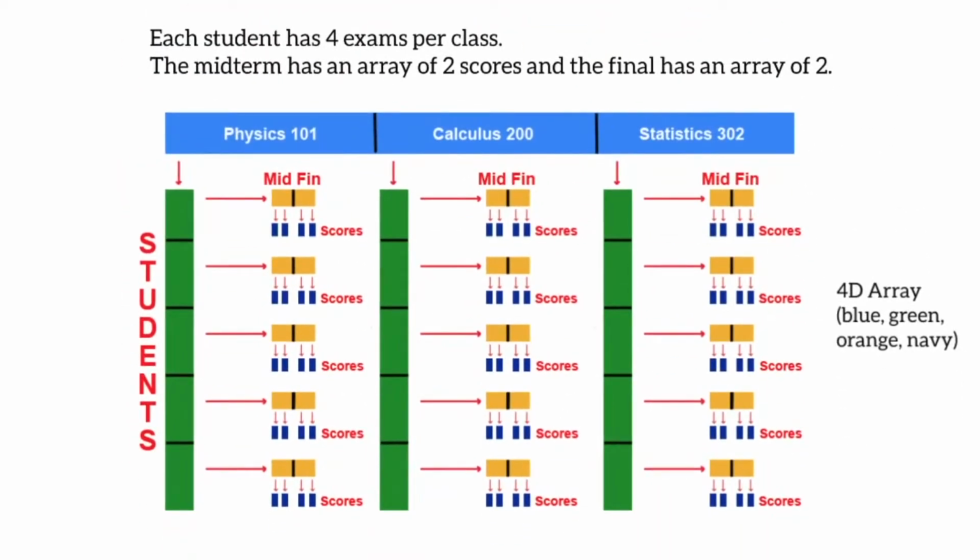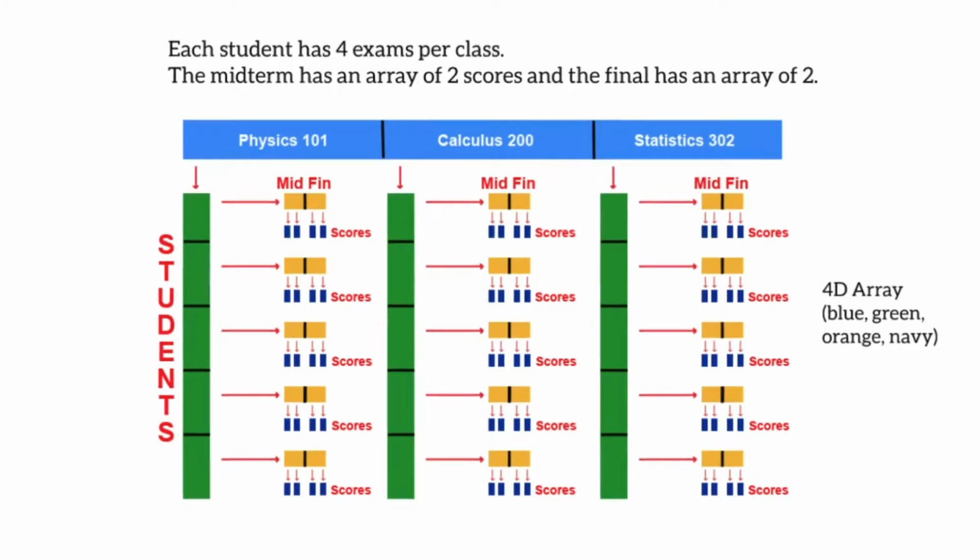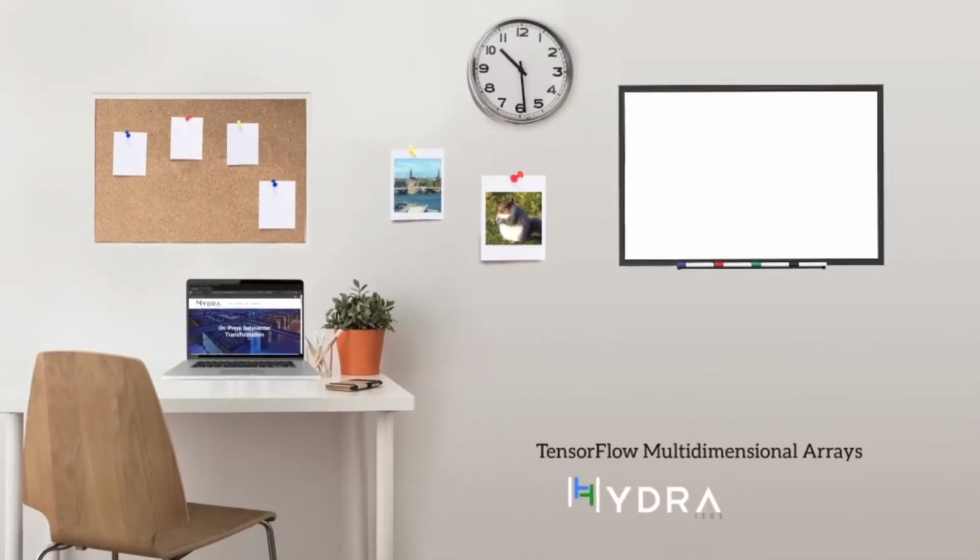But the midterm and final score elements could have their own arrays as well. Let's say that the students have to write 2 papers as part of their midterm grade and 2 papers for their final. Stored together, you've created a 4-dimensional array. And visualizing even higher dimensions is just as simple.